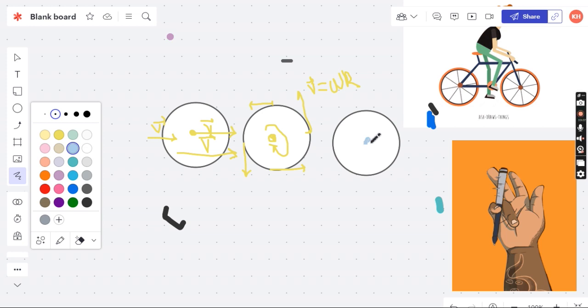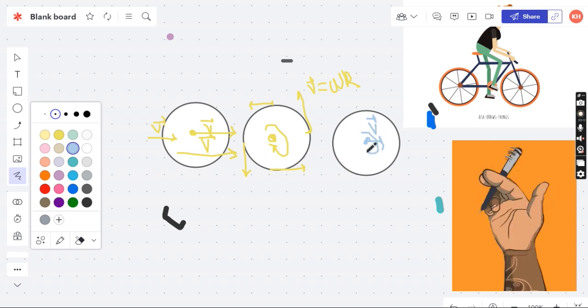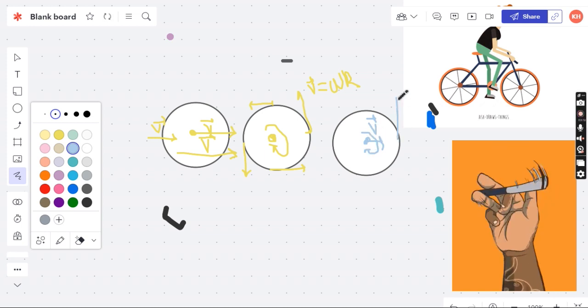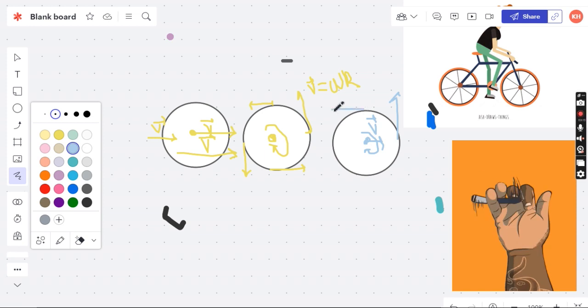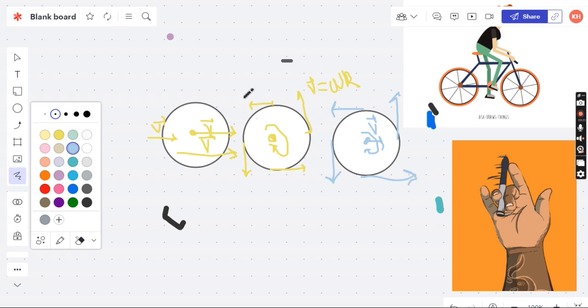Or this, which is a combination of translatory and rotatory motion. You can see here this velocity being applied, along with the rotation, shown like this, and it has tangential velocity as well. So it's basically a combination of translatory and rotatory motion.